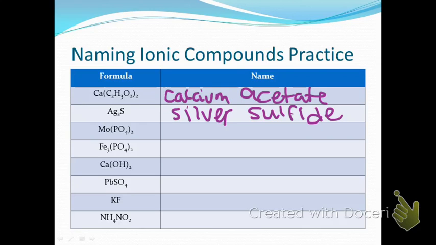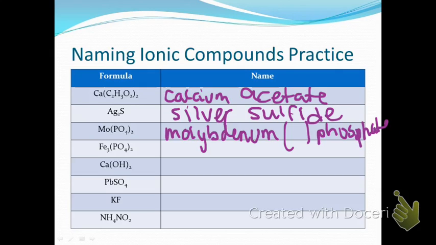So do not put Roman numerals, and then to name sulfur, you add that IDE ending, sulfide. The next one, Mo, is molybdenum. Molybdenum is a transition metal, so you need Roman numerals. PO4 is phosphate. And if you want to find out what the charge of the molybdenum is, there are 2 phosphates times the charge of phosphate, which is 3 minus. 2 times 3 is 6. Divide by 1 molybdenum, and you get molybdenum 6-phosphate.